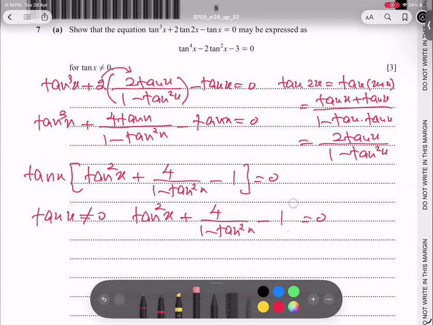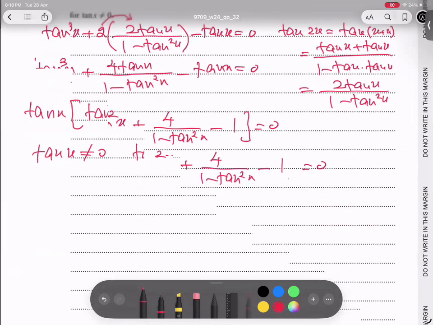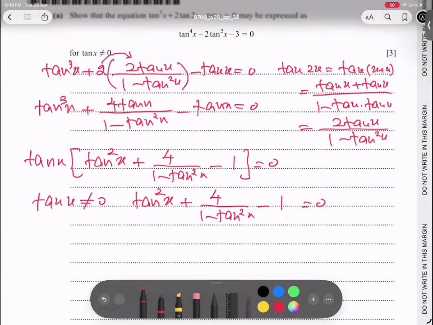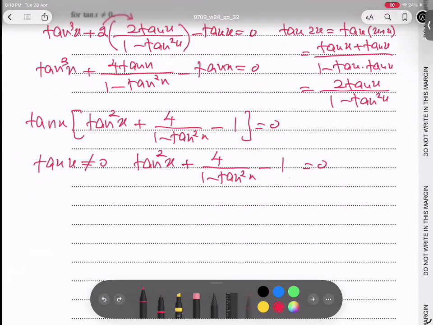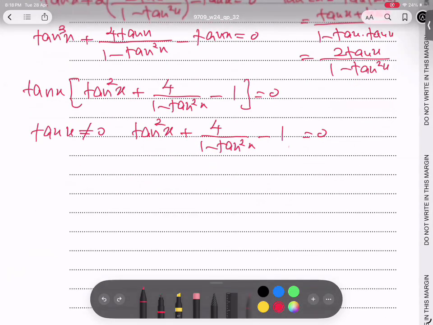And I will erase this bracket only. The rest is okay. And now we have to convert it to this form. We are very close. Multiply. First of all, what is the LCM? I will take the LCM, and the LCM is 1 − tan²x. This will multiply with tan²x, and I get tan⁴x, plus 4 copied, and this multiplies with 1.